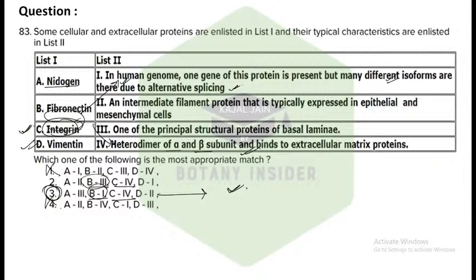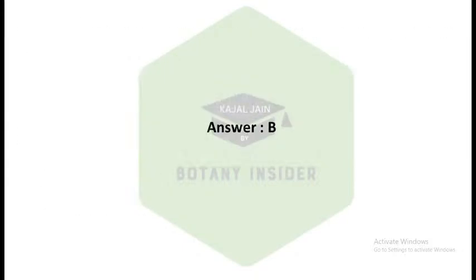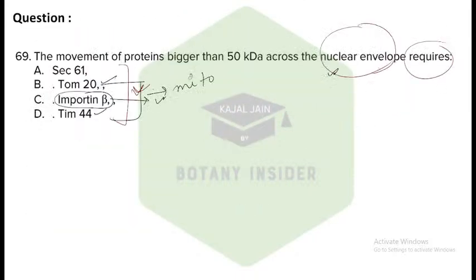Nidogen is one of the principal structures of the basal lamina. Then you have fibronectin, alternative splicing; integrins, heterodimer of alpha and beta subunits; and vimentin, an intermediate filament that is typically expressed in epithelial cells and mesenchymal cells. Okay, remember about this. Easy question, simple straightforward question. Okay, so these were the questions for today.